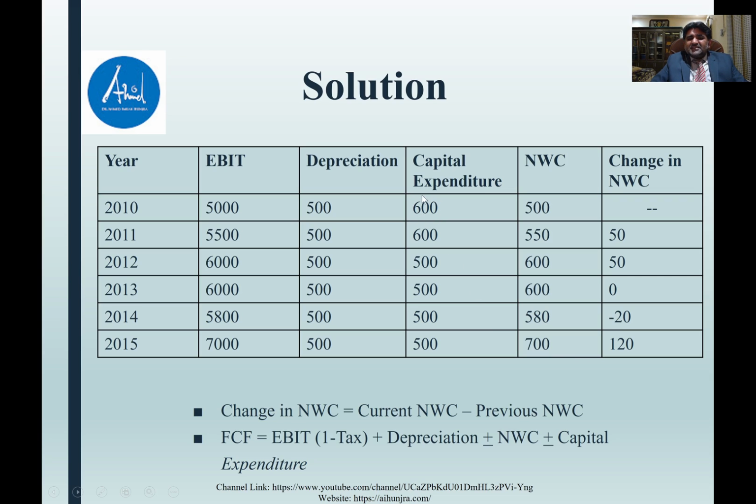Capital expenditure is business expenditure, so it will again be subtracted in the formula. Expenditure is subtracted in the formula. So look at the formula: 1 minus tax, so tax is also going to be subtracted. Then you will have the free cash flows.